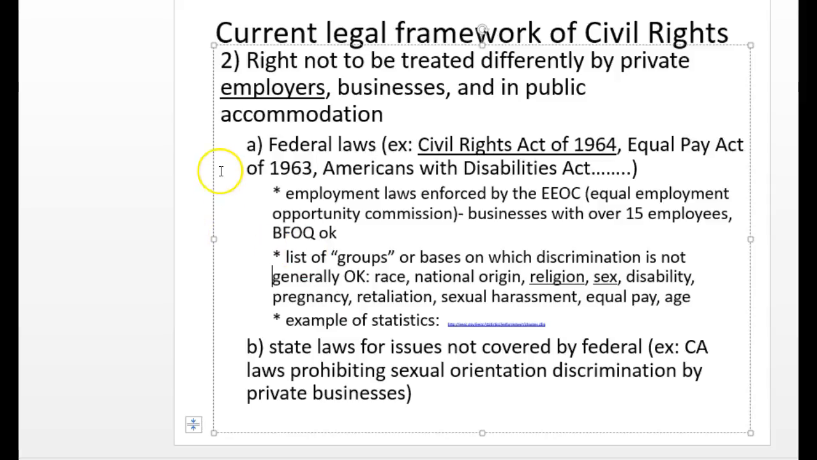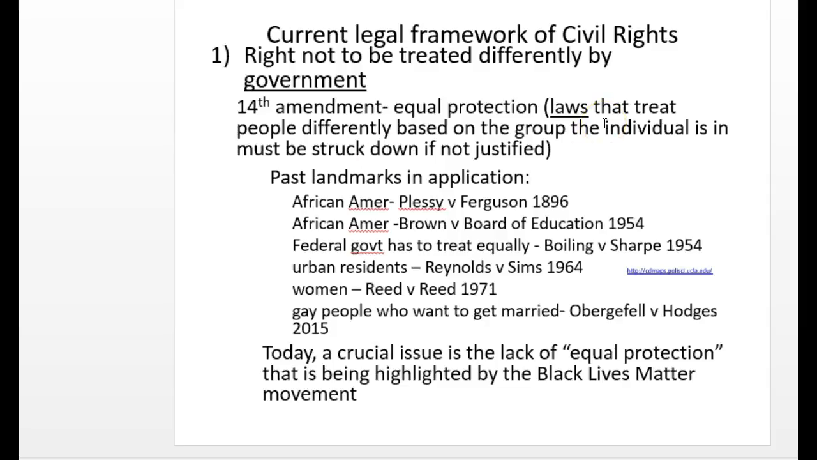Okay, so hopefully this is somewhat helpful in characterizing the difference in legal framework if you are treated differently by employers and businesses, and if you are treated differently by the government.